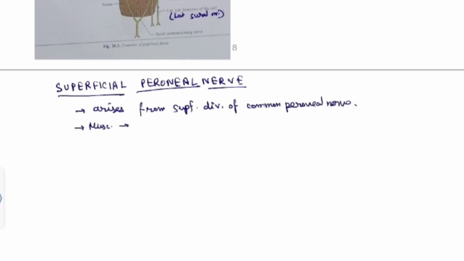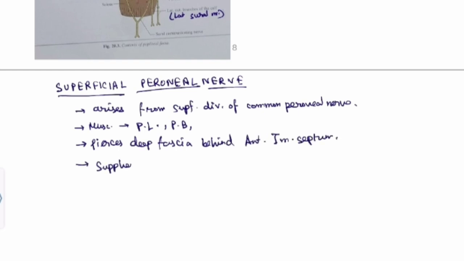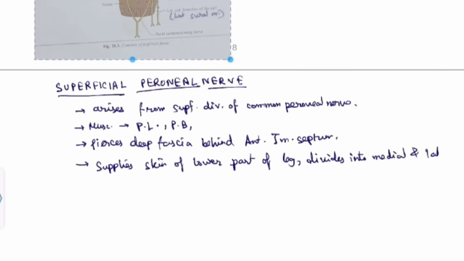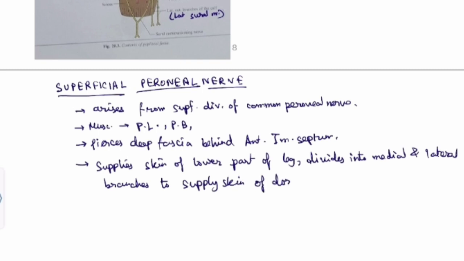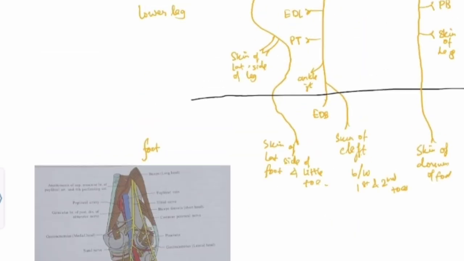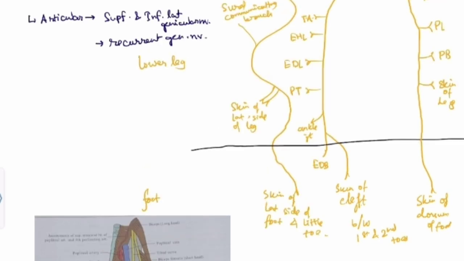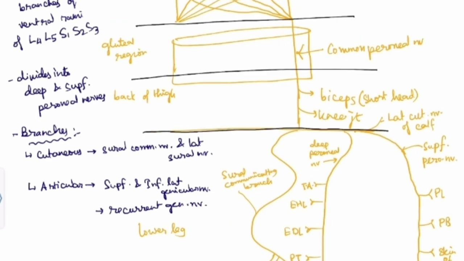Muscular supply: peroneus longus, peroneus brevis. Other supplies: pierces deep fascia behind the anterior intermuscular septum. Finally supplies skin of the lower part of the leg, and divides into medial and lateral branches to supply skin of the dorsum of the foot. Very important. If you see the diagram of the foot, the dorsum of the foot is actually supplied by the superficial peroneal nerve. Now we can go on to the deep peroneal nerve.